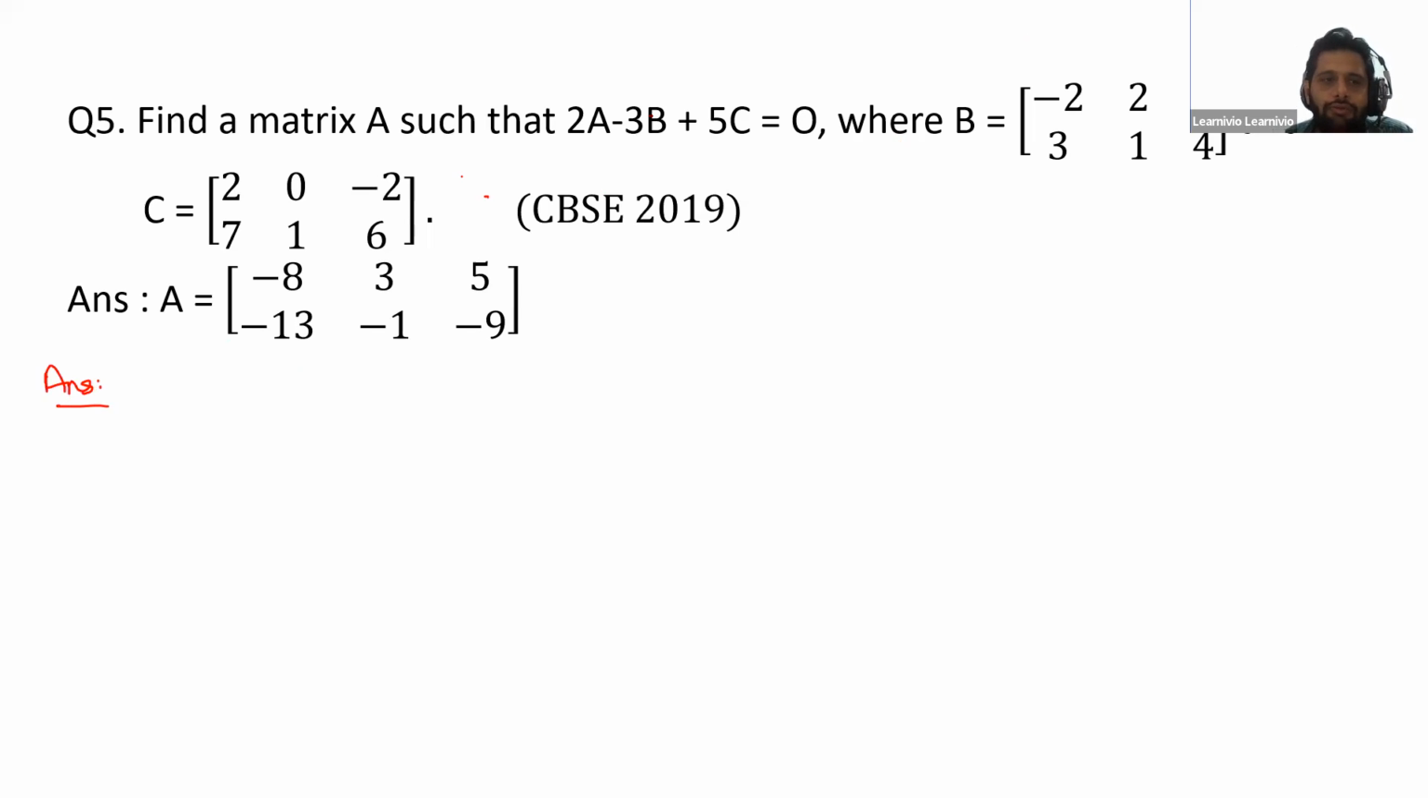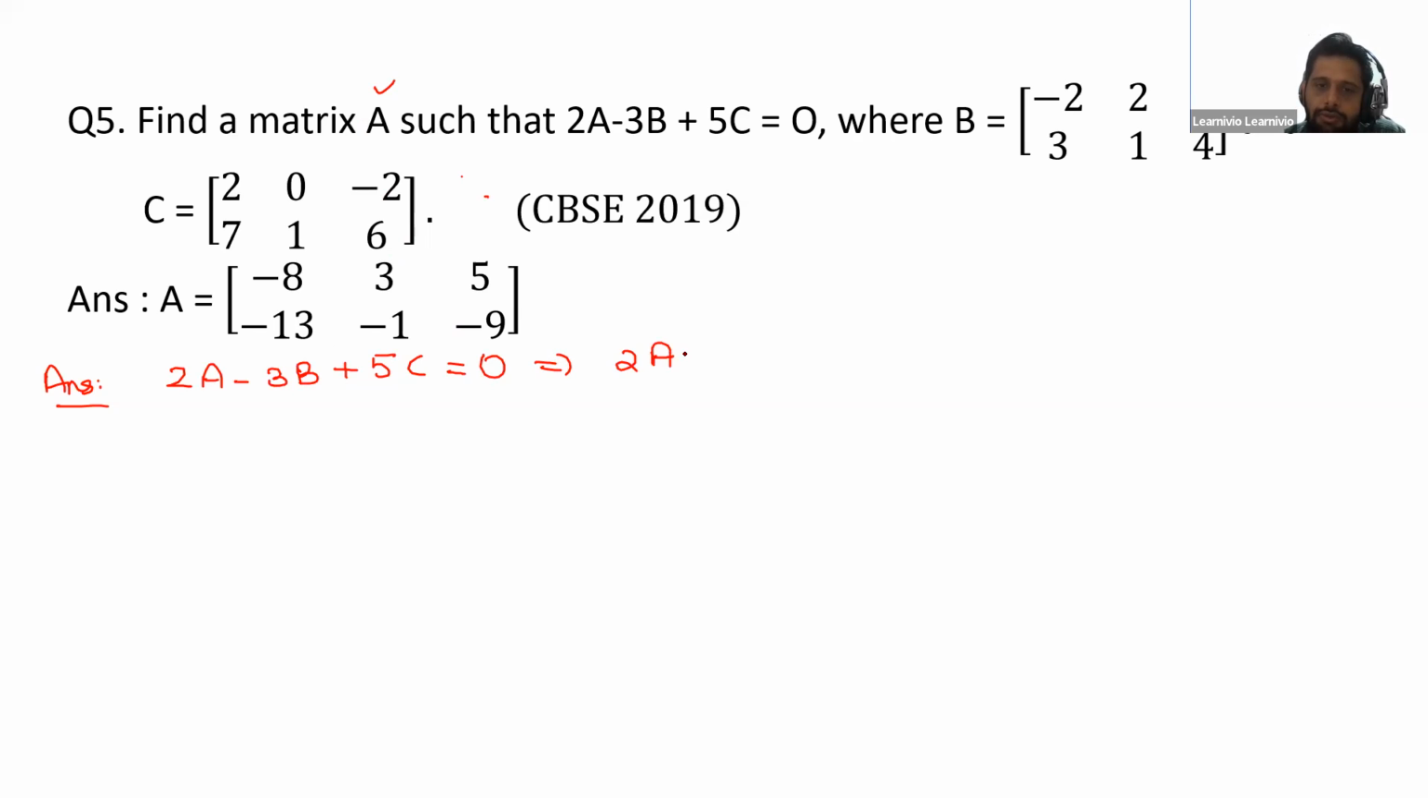Okay, so we need to find the matrix A. We have this one: 2A minus 3B plus 5C is equal to the null matrix. Now, Josefa, what we will do, we will shift all the terms to the right side. And as we need to find the value of A, that's why we'll keep the A on the left side only. So, okay, Abdul, -835 and -13, -1, -1. Very good, Abdul. This is correct.